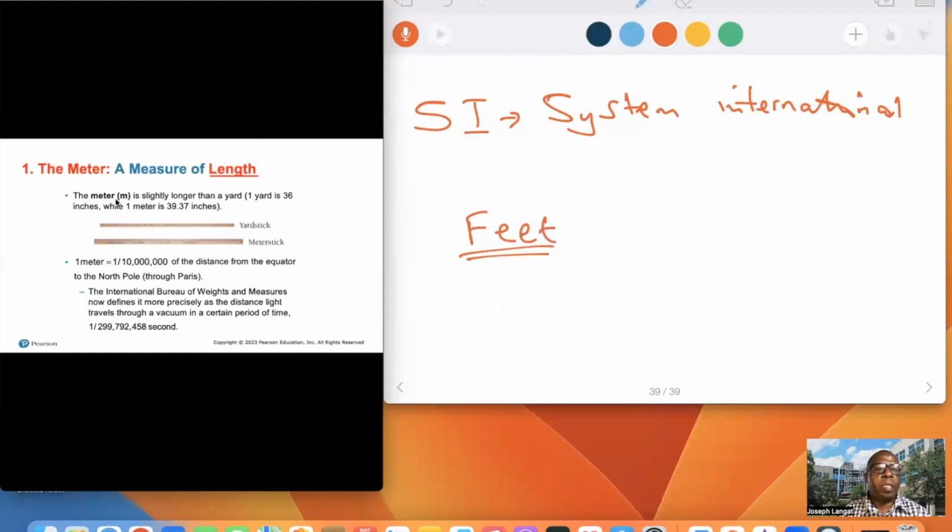I will not go into detail or spend more time, but you need to know that wherever we're measuring length, we use the meter as the base unit.